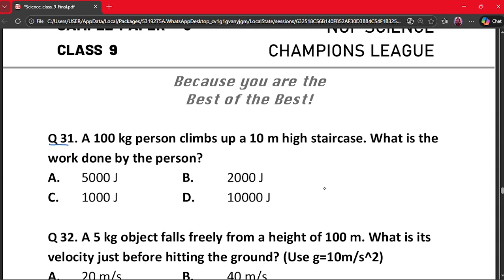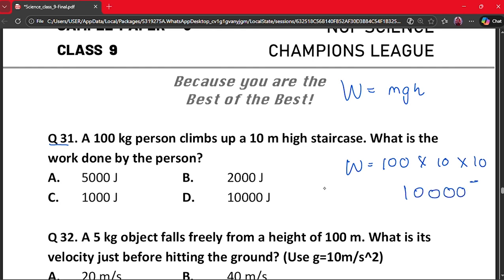Our next question is question number 31. A 100 kg person climbs up a 10 meter high staircase. What is the work done by the person? A. 500 J, B. 2000 J, C. 1000 J, and D. 10,000 J. So here the work done formula will be mgh. So W will be equal to 100 into 10 into 10, which will be equal to 10,000 J. So our correct answer is option D.